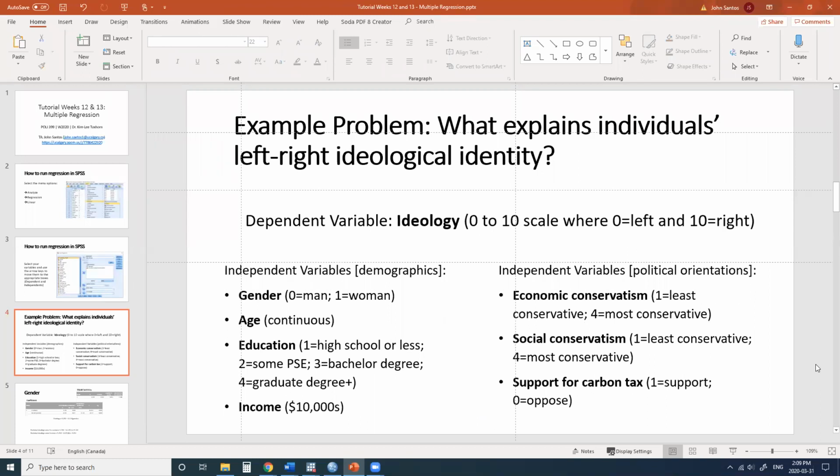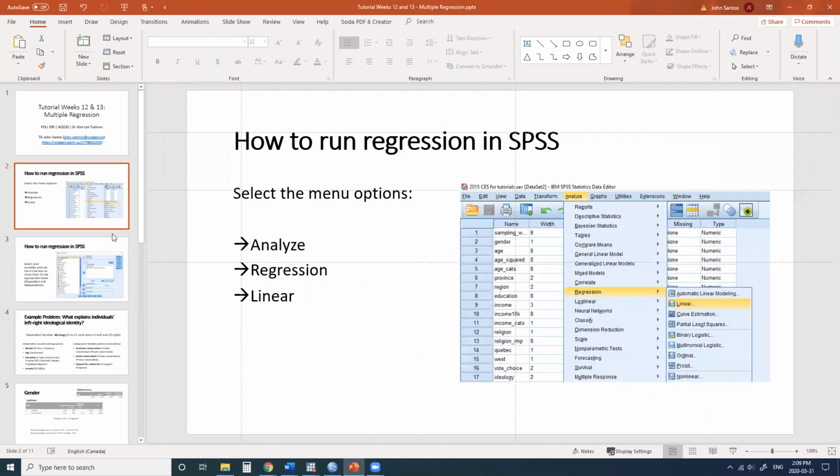It seems a little simplistic to say that it's all of this stuff, but this is actually a very simplified version of a very common research design that occurs in public opinion, political psychology, and political behavior research, which is my area of expertise. And so we're going to run this in SPSS. To do that, I'll just show you a couple of slides here. This is what we're going to do together.